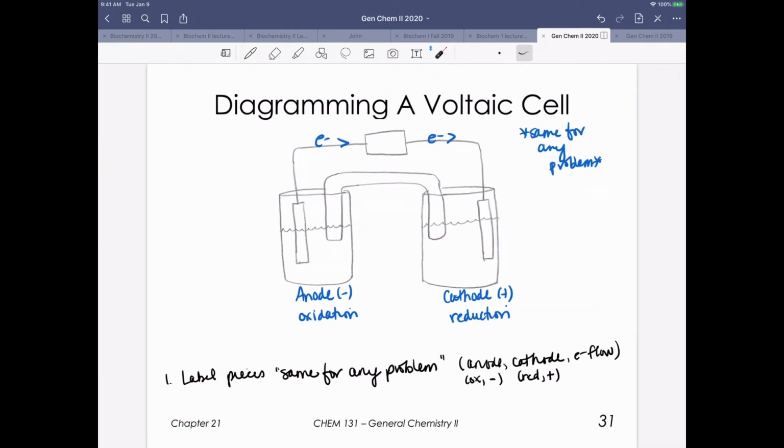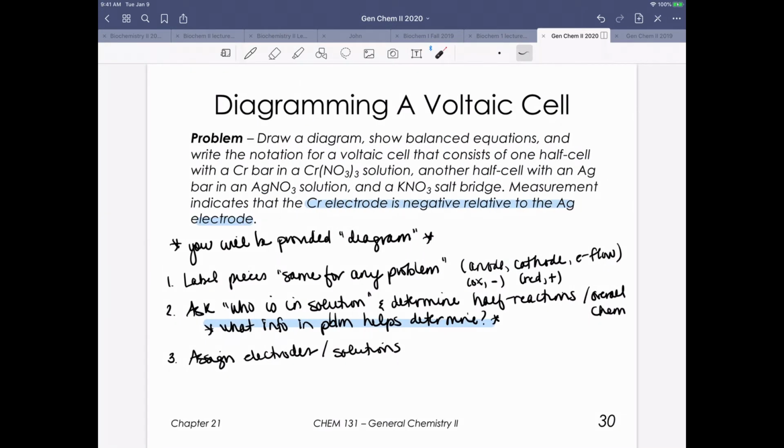I want to highlight that you'll always be provided a diagram. It looks like this. You'll actually be provided with that skeleton diagram, so you don't need to worry about drawing that, but you will have to label all the relevant pieces. So I'm going to walk you through a 3-step process here for how to do that.